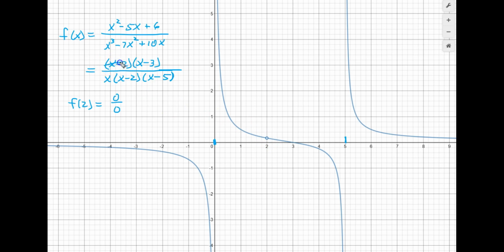We could cancel those x minus 2 terms and end up with a function that actually is continuous at 2 if we were to only look at x minus 3 over x times x minus 5. See, by canceling, we've removed the discontinuity. But still, even though it's a removable discontinuity, technically this function still has a discontinuity at 2. So that's where the function is discontinuous, at 0, 2, and 5, with 2 being a removable discontinuity.